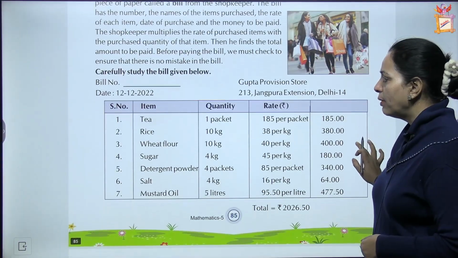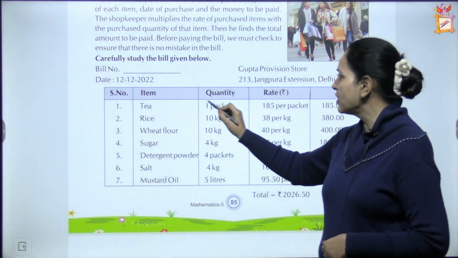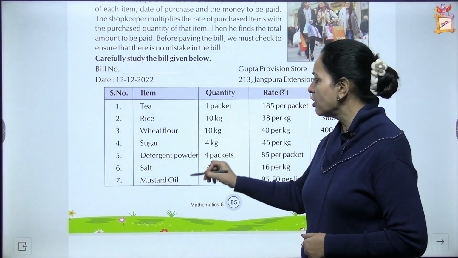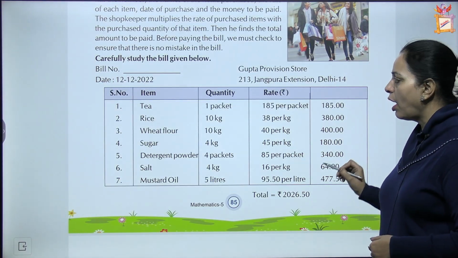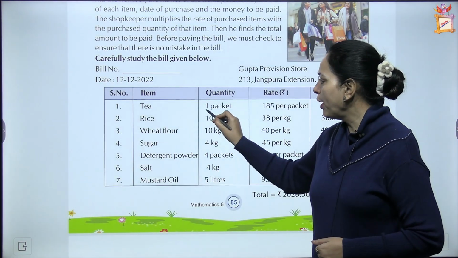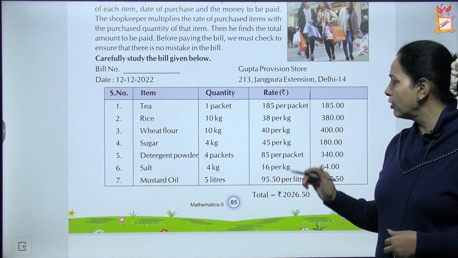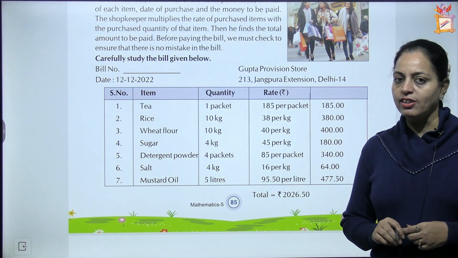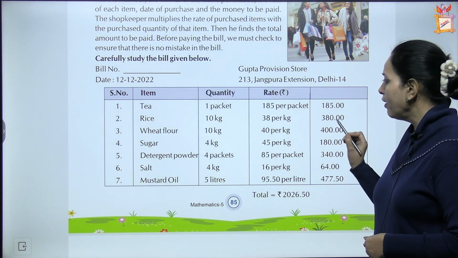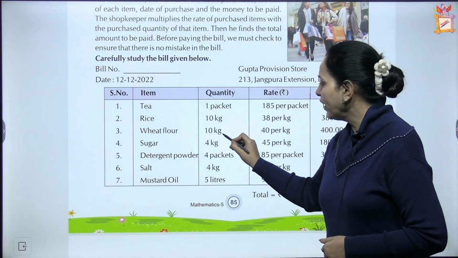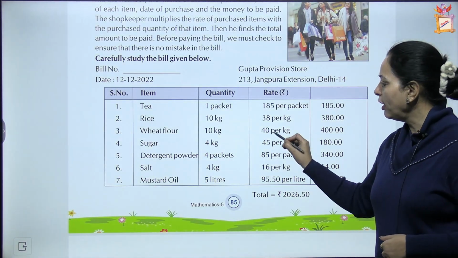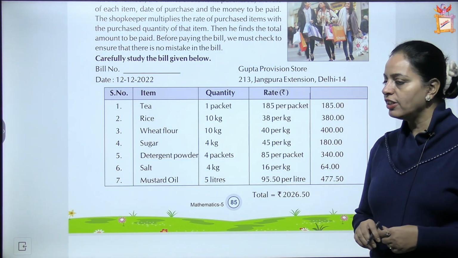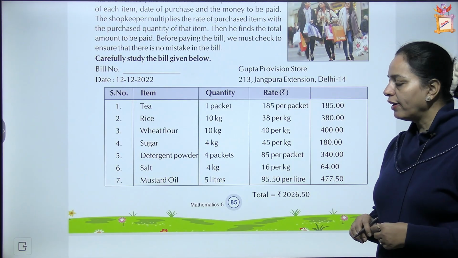So carefully study the bill given below. Here bill number, date, and now Gupta Provision Store and the address. Now here serial number, item, quantity, rate and total amount. So here tea 1 packet 185 per packet, so 185. The second is rice 10 kg 38 per kg, so total money 38 multiplied by 10, 380. Wheat flour 10 kg 40 per kg, so total money 40 into 10, 400. Sugar 4 kg 45 per kg, 45 multiplied by 4, 180.